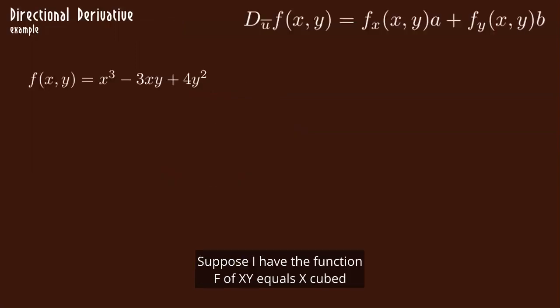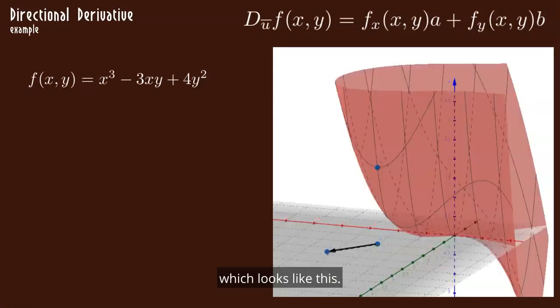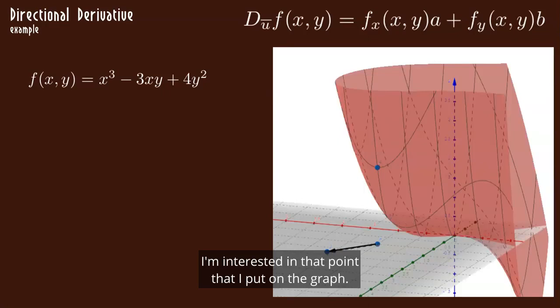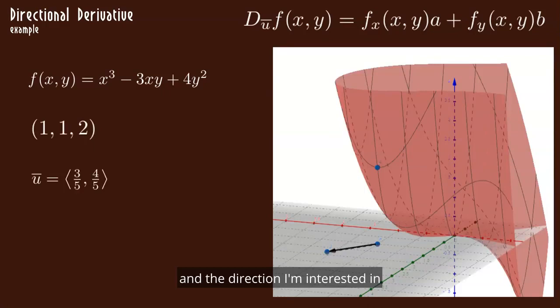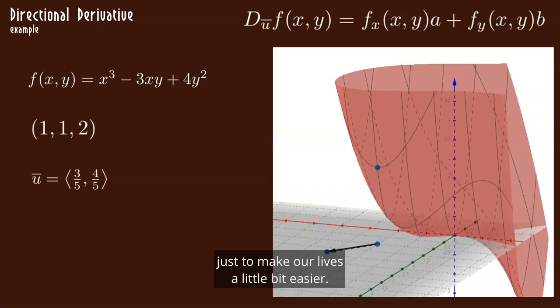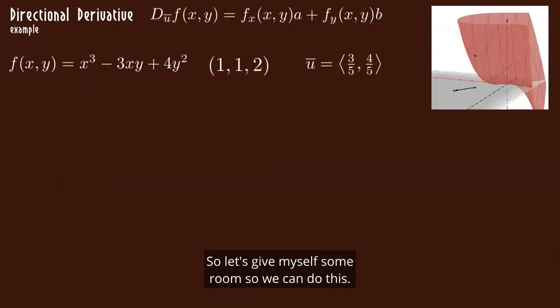Suppose I have the function f of x, y equals x cubed minus 3xy plus 4y squared, which looks like this. I'm interested in that point that I put on the graph. That's the point 1, 1, 2. And the direction I'm interested in is 3/5, 4/5. I went ahead and chose a unit vector just to make our lives a little bit easier. So let's give myself some room so we can do this.